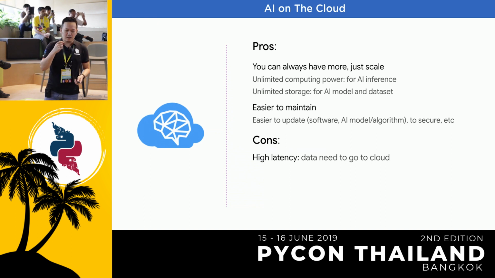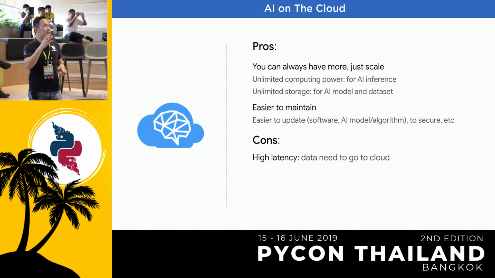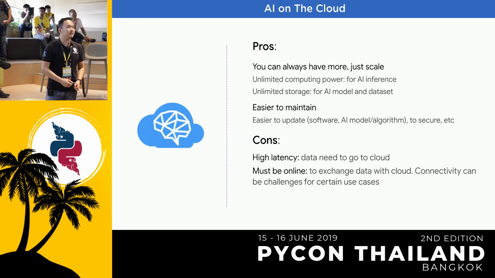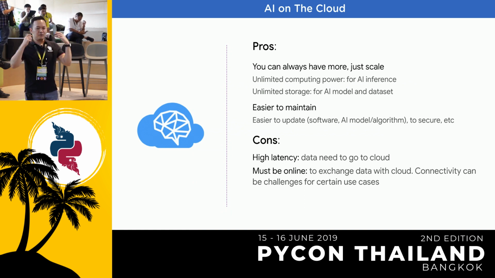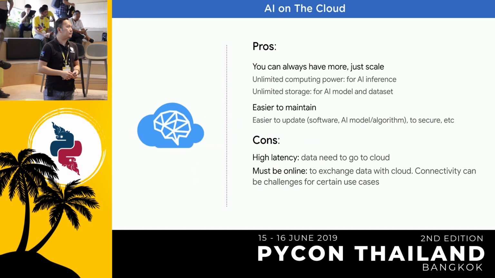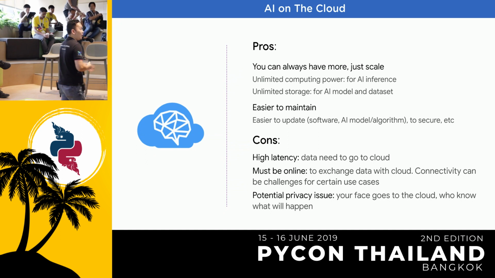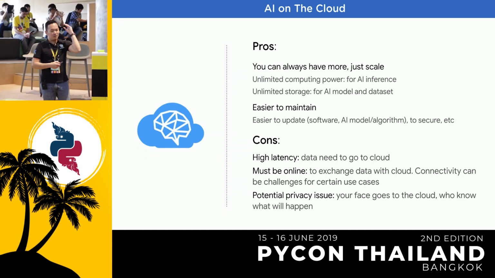as you can see from Pete's demo when doing gender and emotion recognition. There's some latency there, right? Maybe 2 or 3 seconds. And of course, you need to be online to be able to exchange the data with the cloud. And connectivity can be very challenging. For example, in our case, when the device is deployed to the field, sometimes it loses connectivity, right? And also privacy issues. All the data, your face, your voice, will go to the cloud.